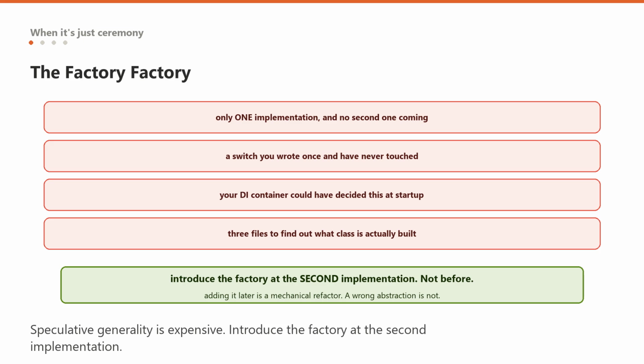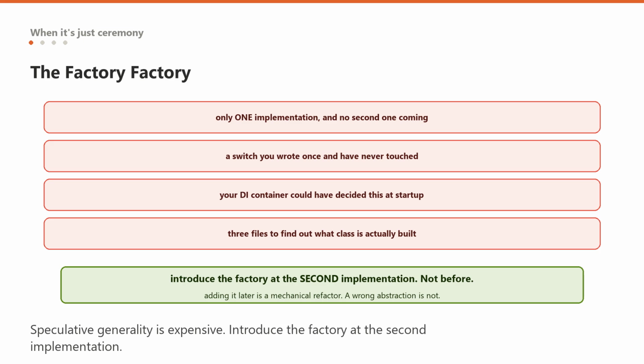If there is only one implementation and no realistic prospect of a second, a factory adds a file, an interface, an indirection, and zero value. Just call new. If your factory is a switch statement over an enum that you wrote once and have never touched, it is not buying you flexibility. It is buying you the feeling of flexibility, and those are different things. If your DI container could have made this decision at startup, let it.